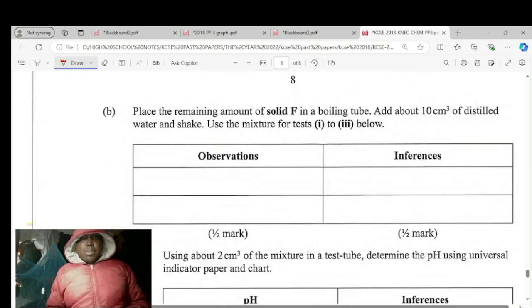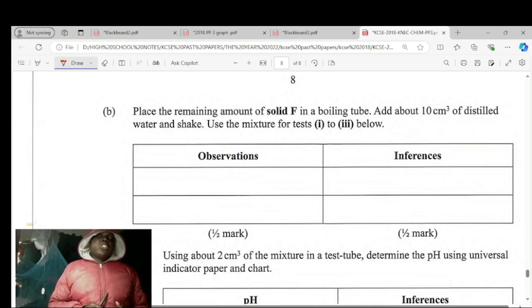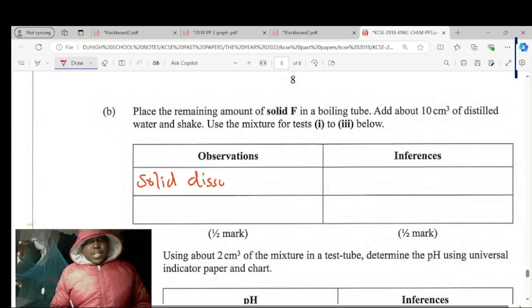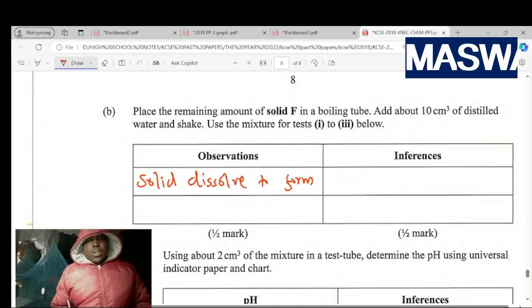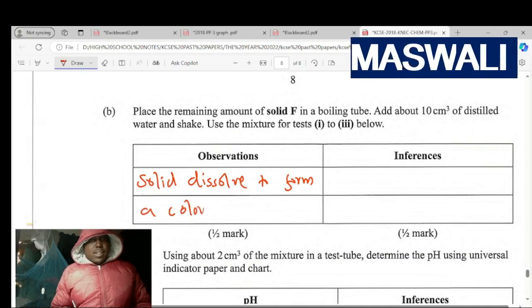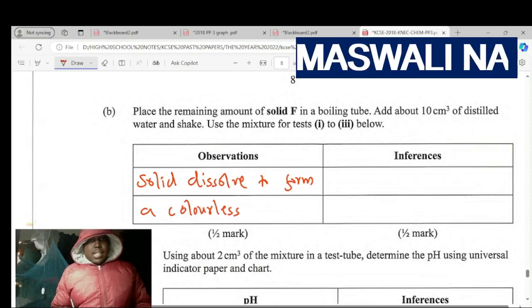Place the remaining amount of solid F in a boiling tube. Add water. Check. Now we want you to tell us whether solid F dissolved in water to form a colorless solution. Yes. If yes, then you know what to tell us. Solid F dissolved to form a colorless solution.